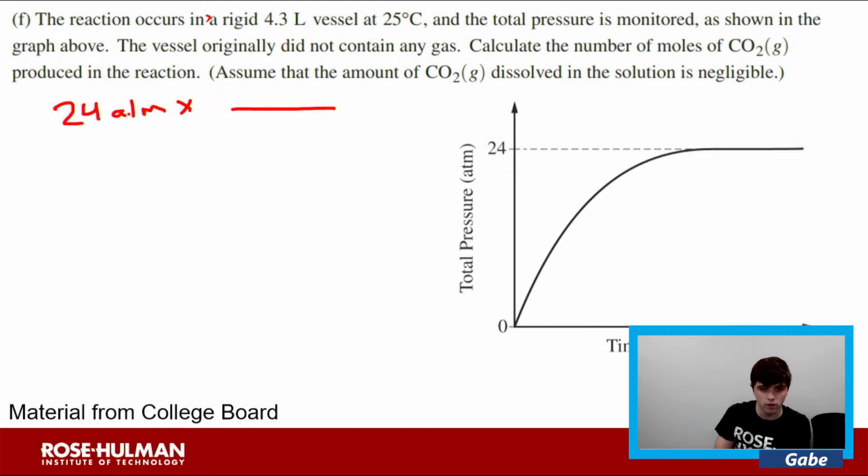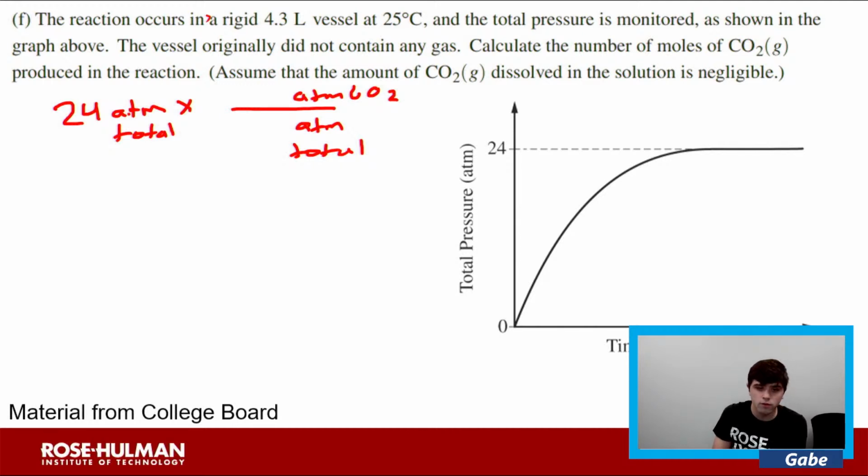So we want to get rid of the atmospheres total in the reaction and just end up with the atmospheres of carbon dioxide. If we want to get rid of atmospheres total, we put that in the bottom of our multiplication or our division. So we have atmospheres total in the bottom, and we have atmospheres of carbon dioxide in the top.